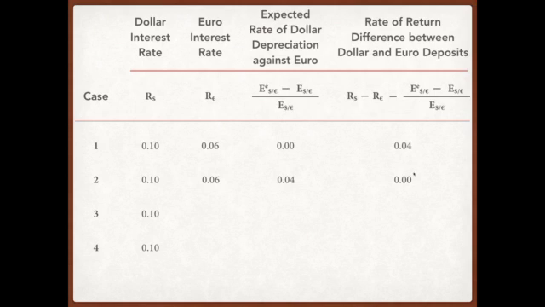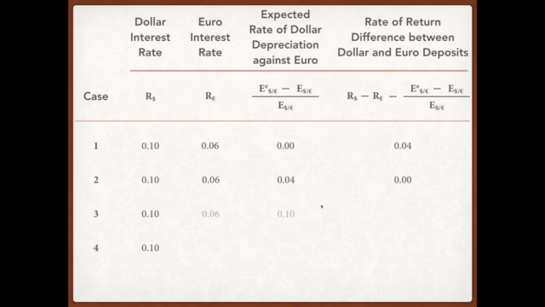So that all cancels out, and under that scenario where the dollar interest rate's 10%, the euro interest rate's 6%, and the dollar depreciates by 4%, those two investments are identical to one another. The rate of return between those two is exactly the same.